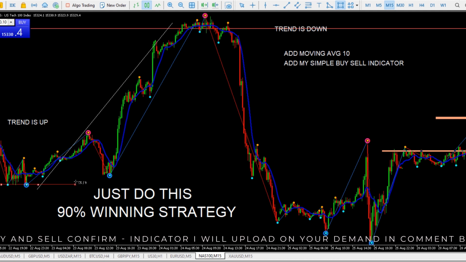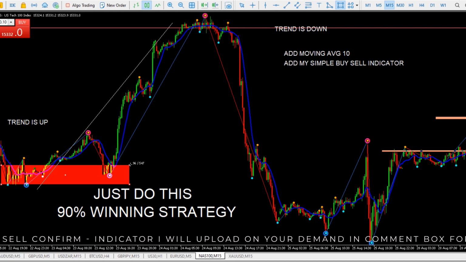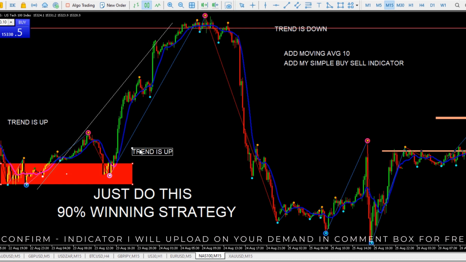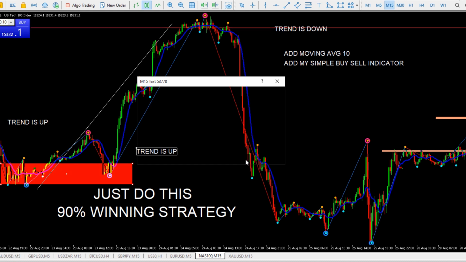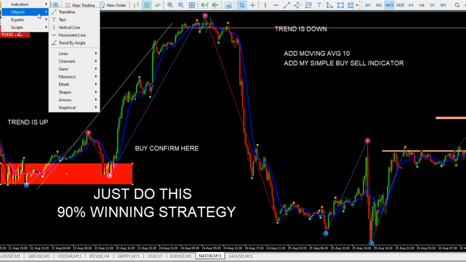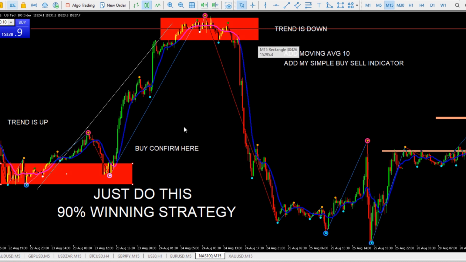Let me show you buy and sell examples in NASDAQ 100. Buy starts with the blue buy signal and is also confirmed with the moving average 10 crossover. Sell is confirmed here with the red sell dot signals, and also confirmed with the moving average 10 cross down.